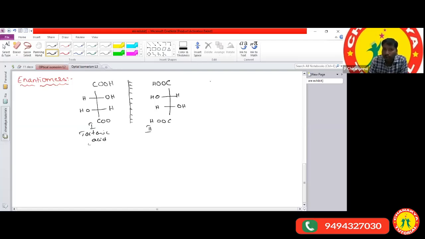And I'm writing mesotartaric acid. What is mesotartaric acid? Last time I wrote the structure also. I told you mesotartaric acid is optically inactive, though it has chiral centers. Sir, identical atoms present at the same site is what we call mesotartaric acid. So now the mirror image of the mesotartaric acid.